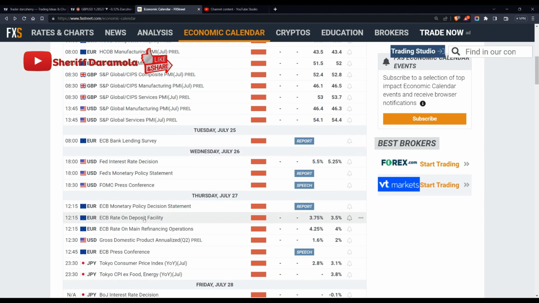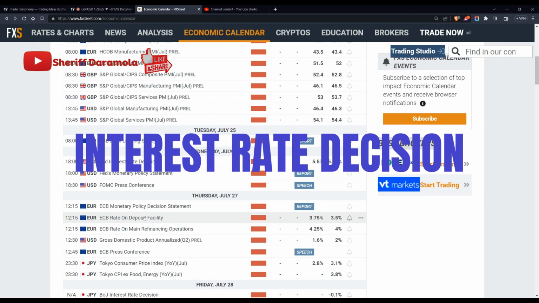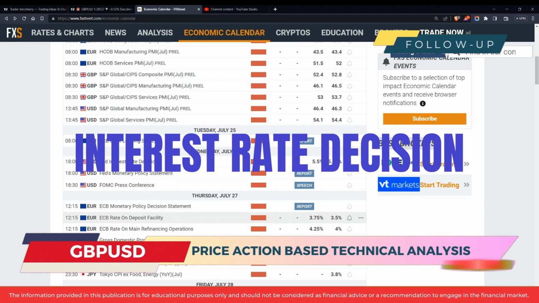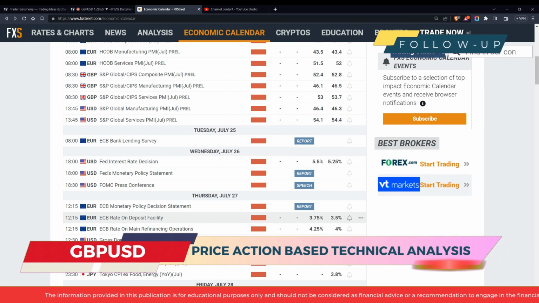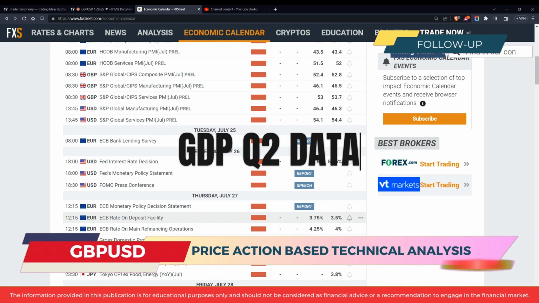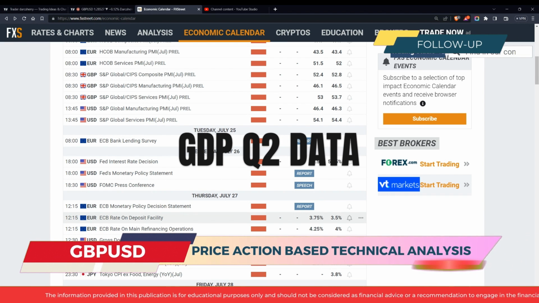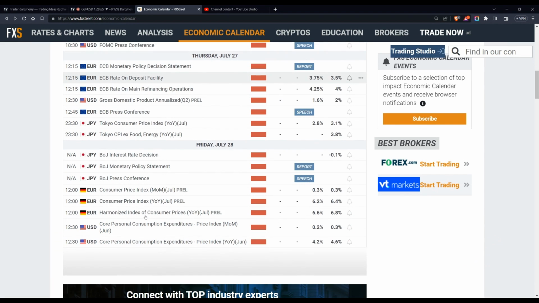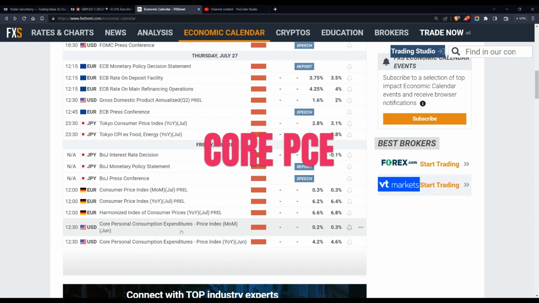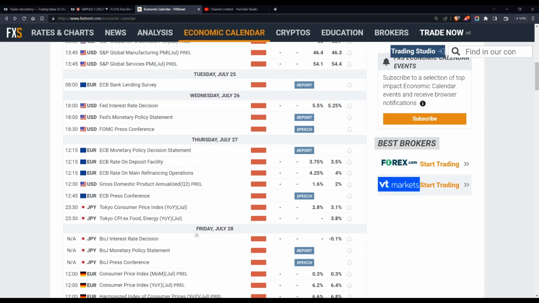Then on Wednesday is the most anticipated interest rate decision coming in from the US economy, which is one event the majority in the market will be looking forward to. And of course, on Thursday, from the US economy as well, is the gross domestic product annualized for quarter two. Then I think on Friday, yes, we have the core personal consumption expenditure price index, another one to look out for. So all these high impact events will definitely be reflected on the chart as price action.